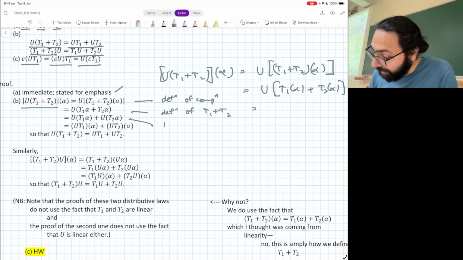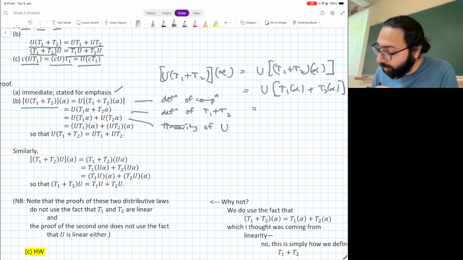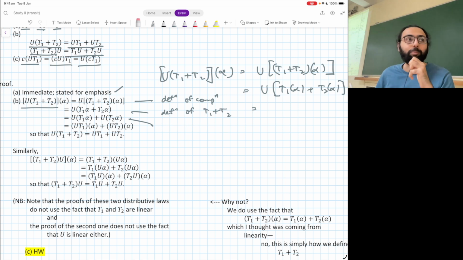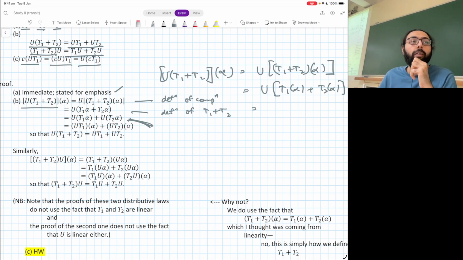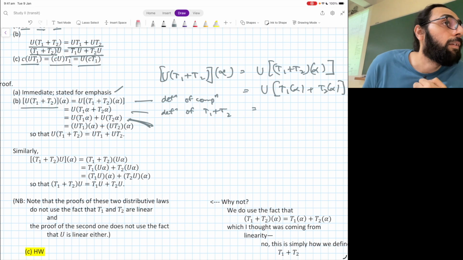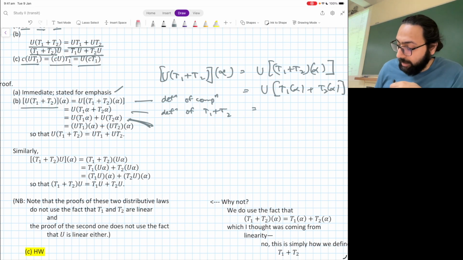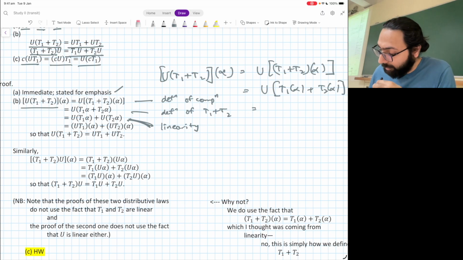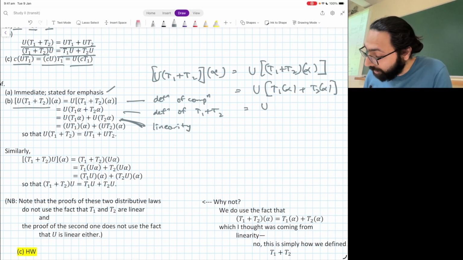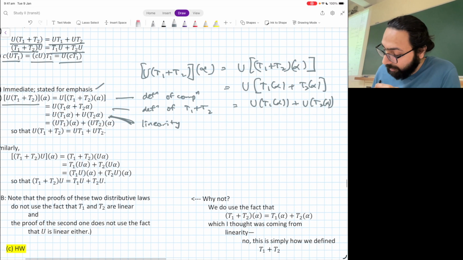The next step is we are just using linearity of U. Actually, I should ask you, maybe some of you didn't pay attention: what property are we using in this step? Yeah, we are using linearity. Because U is a linear operator, we can apply the definition, so therefore we get U T1 alpha plus U T2 alpha. Now, what property are we using in going from here to here?